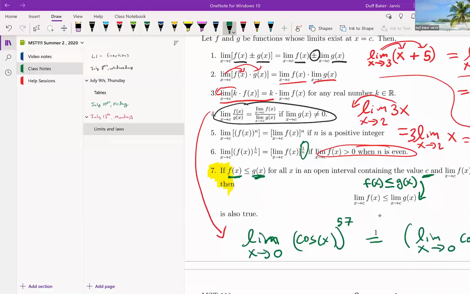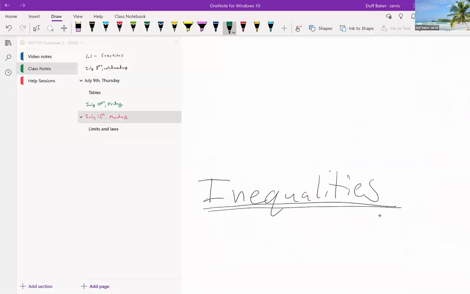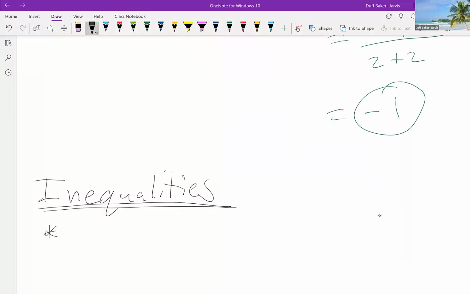Okay, so the way I like to remember this is that limits preserve inequalities. You know, it's kind of like if you take an inequality and you multiply it by a positive number, the inequality stays the same. So I would say, multiplying by positive numbers also preserves inequality. You know, if you multiply by a negative number, it doesn't. Okay, so limits preserve inequalities.